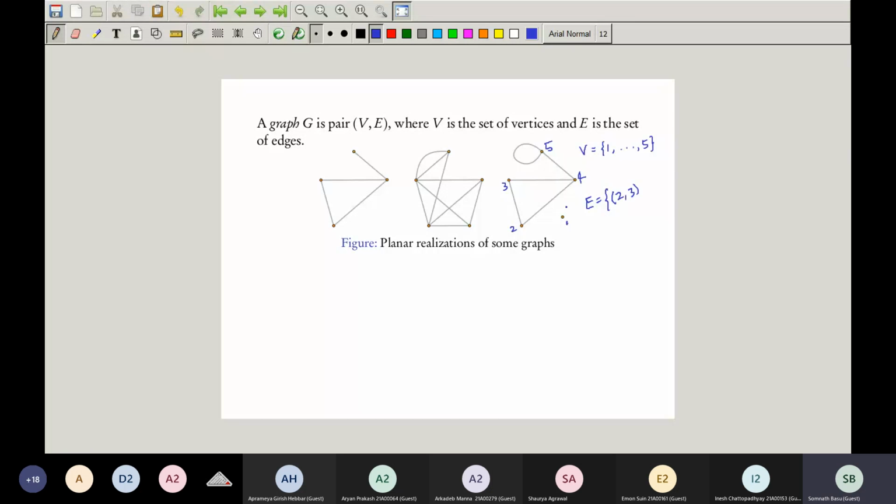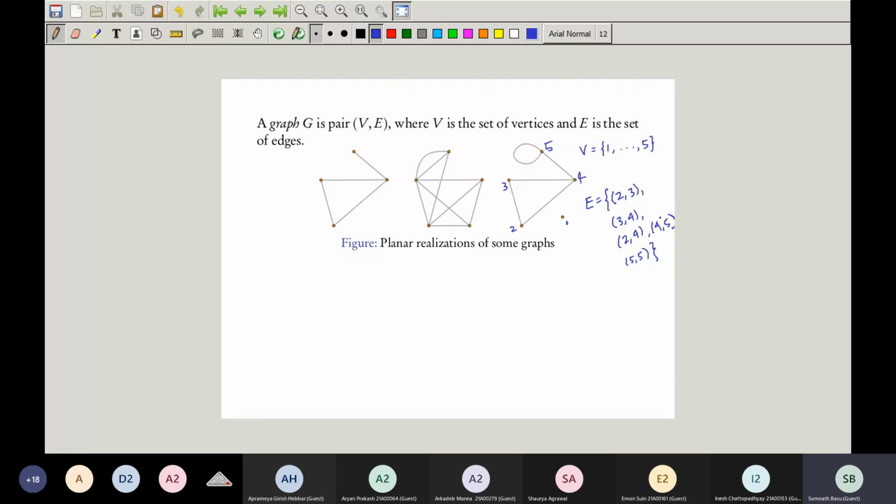Similarly, 3 2 and 2 3 are the same because it's undirected. 3 4 is there, right? And 2 4 is there, correct? And you also have 5 5, right? But you have nothing else because 1 is not connected to anything else. And you also have 4 5. Correct? That's the edge set.